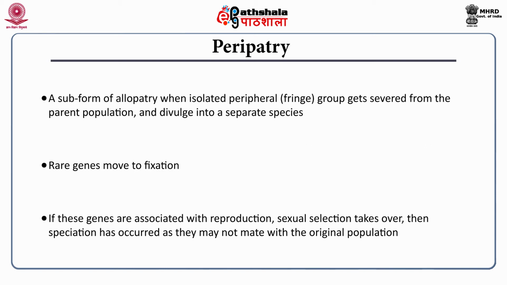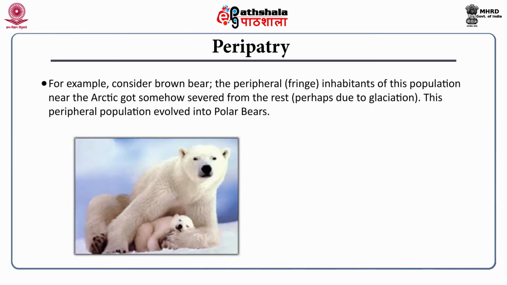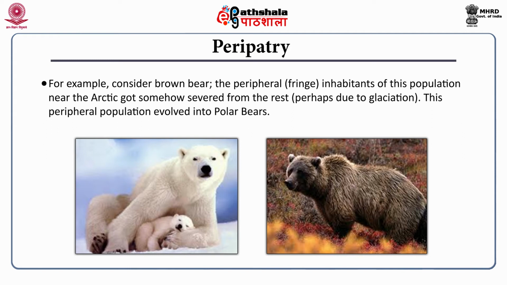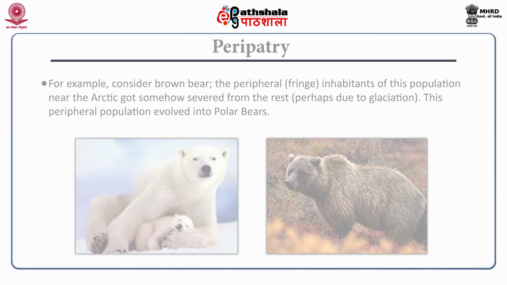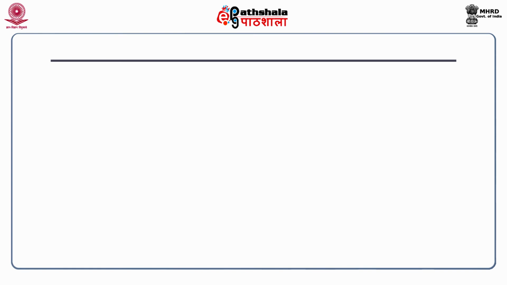So this is how it works in the case of peripatry. One example would be the brown bear. In the case of the brown bear, it used to be a contiguous population. Then some of the fringe members of the brown bear got severed from the rest, and then this fringe population, probably because of the glaciation, actually went back to the Arctic side, and it has started evolving into a separate species, and that species is what you call today the polar bear. Now the polar bear and the brown bear are no longer able to mate with each other to produce fertile offspring. So peripatric speciation can also be produced by founder events.